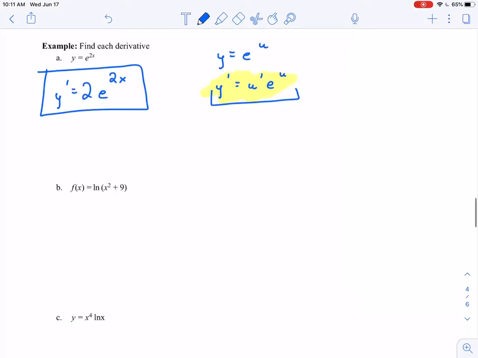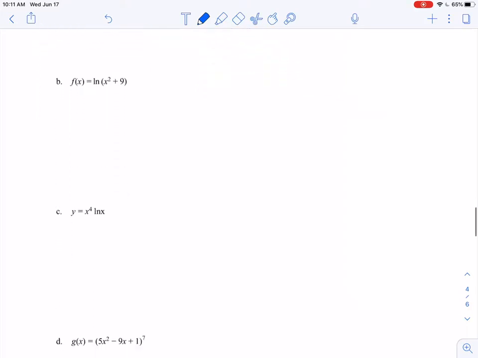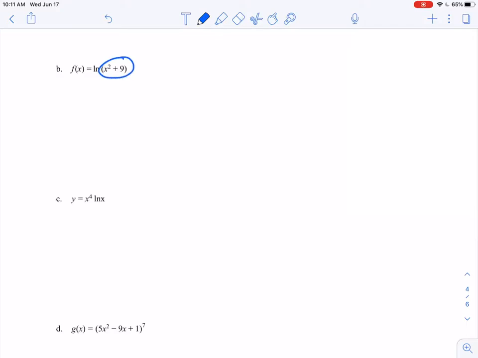Next up, I have f of x equals natural log of x squared plus 9. Again, you want to look at what's inside of your natural log function. Here I have x squared plus 9. If you have anything more complicated than simply natural log of x, I have to use the chain rule. So this x squared plus 9 is a really big hint that we're going to have to use the chain rule. So I'm now going to identify which of the formulas I want to use.